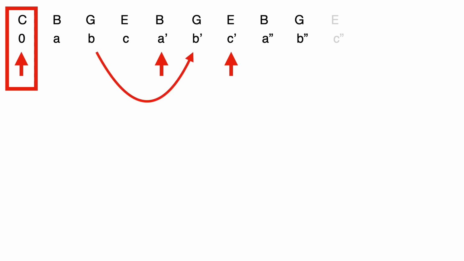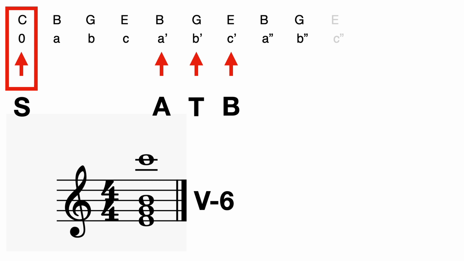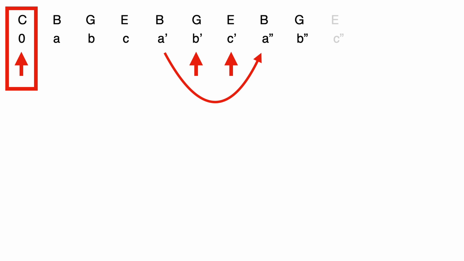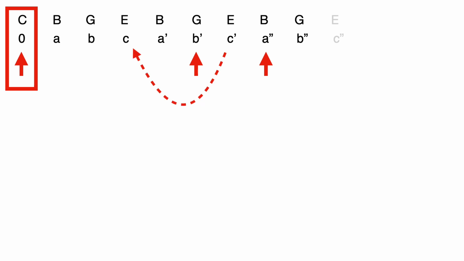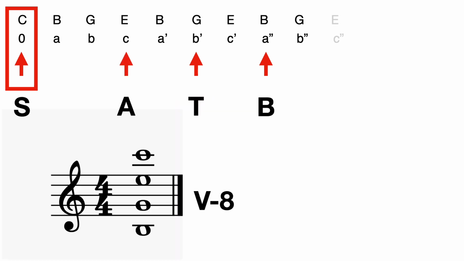If we move the G down an octave, we arrive at V6. And again, we have the alto, tenor, and bass in this kind of tight, close voicing, along with the soprano kind of off by itself. If we drop the B an octave, now we get V7. If we move the E up an octave, now we get V8, that really open voicing.